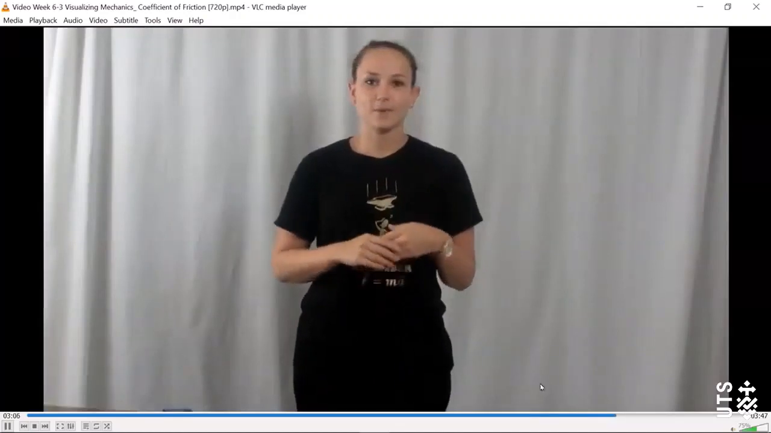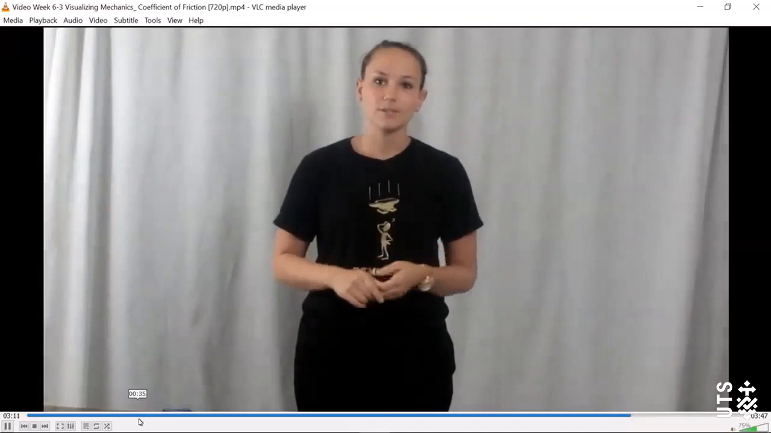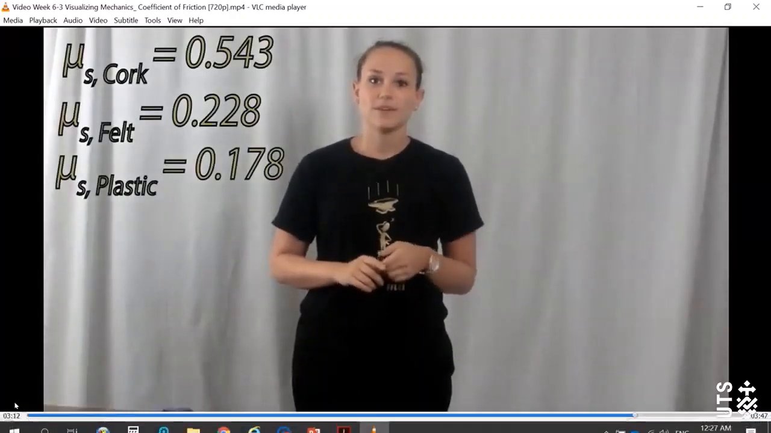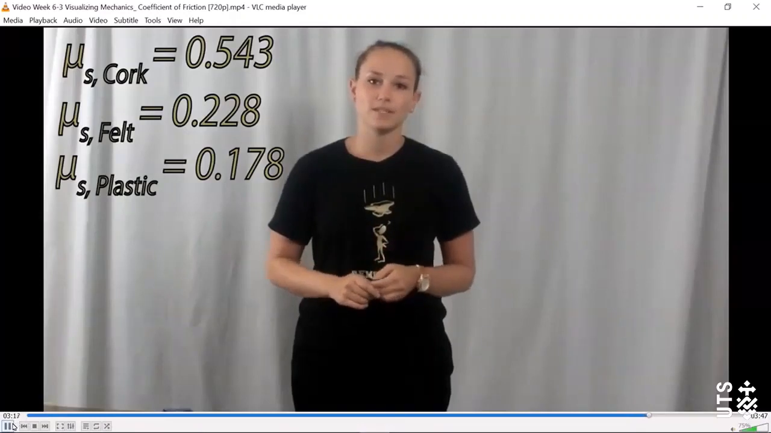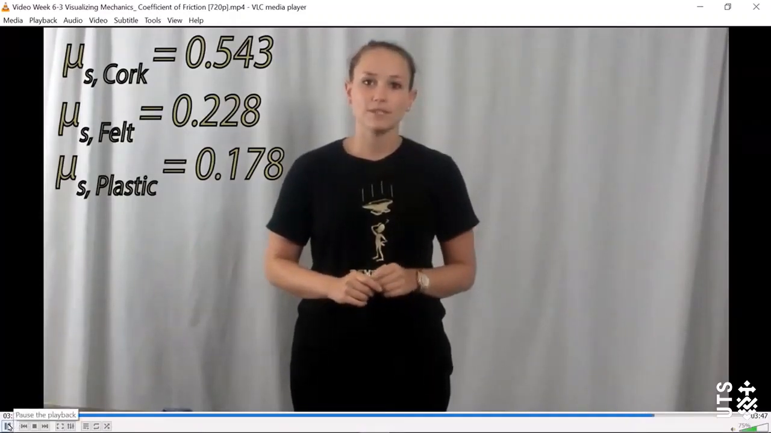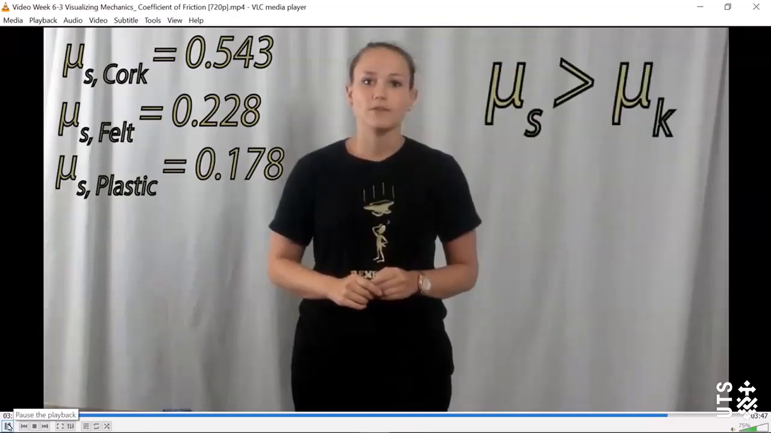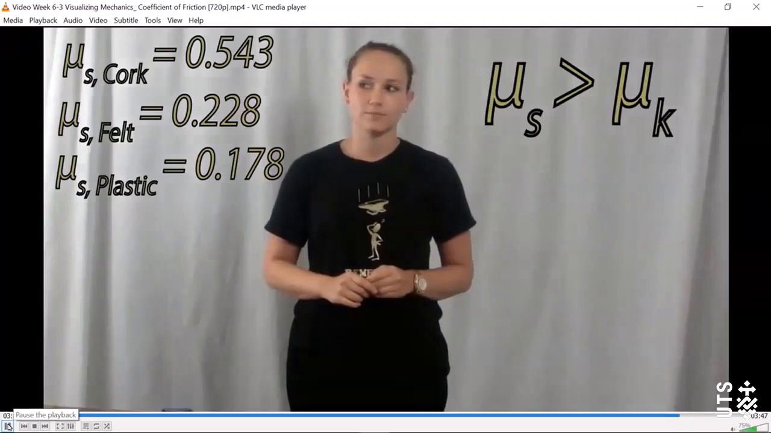As you can see, it requires more force to make a cart start to move than it does to keep it moving. It also depends on the surface of the cart. As the roughness of the surface increases, so do the coefficients of friction and the applied force. This allows us to conclude that the force acting on the carts is proportional to the coefficients of friction and that the coefficient of static friction is larger than the coefficient of kinetic friction.